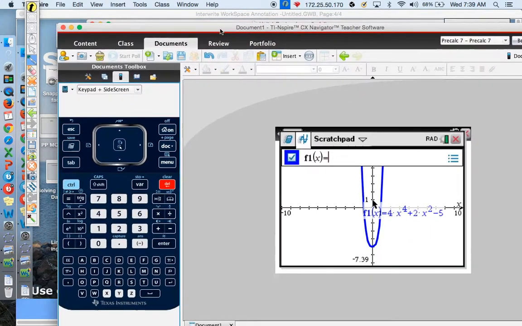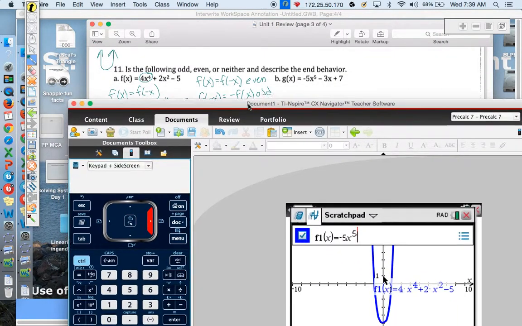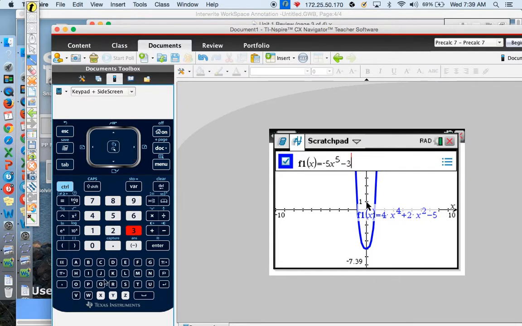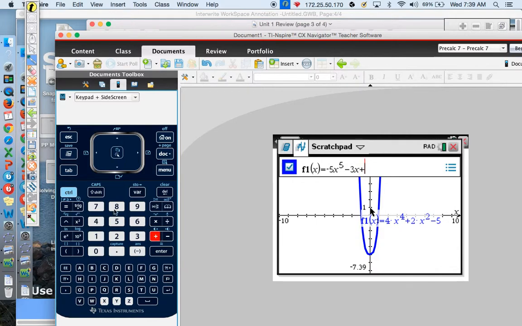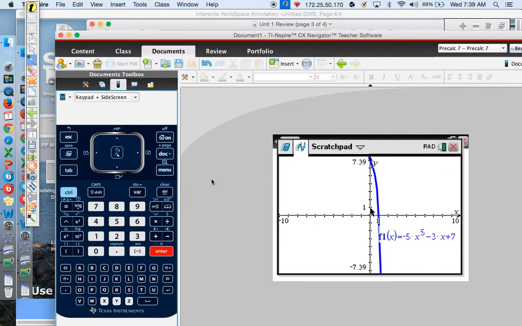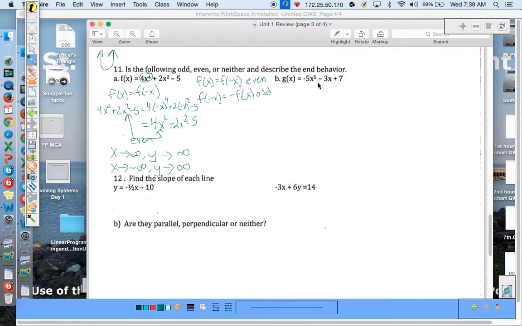So what do we have? Negative 5x to the 5th minus 3x. And was it plus 7 or minus 7? Plus 7. Well, it's definitely not even, and it doesn't look odd either, because even is symmetric to the y-axis. Odd, you can rotate it, but it has odd exponents. So let's double check that odd.